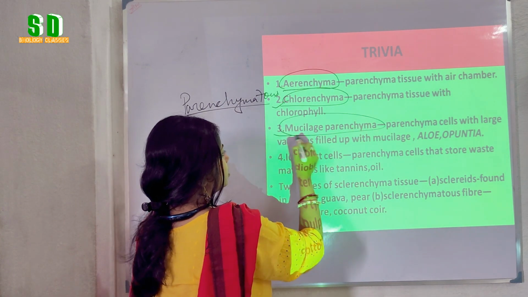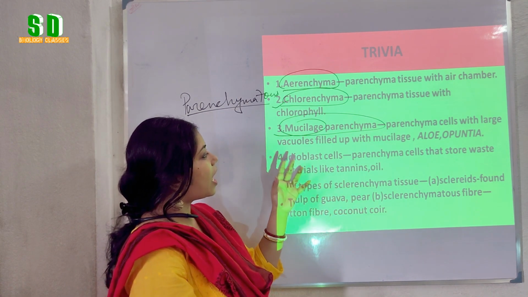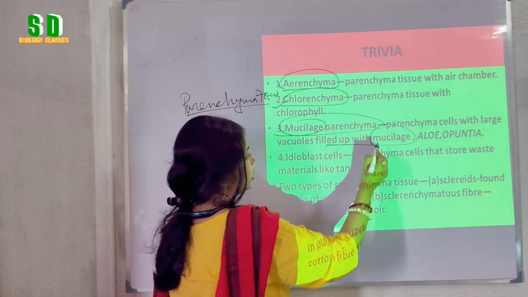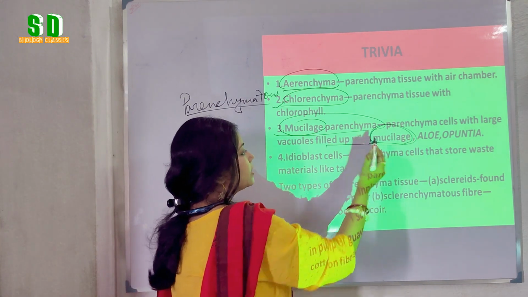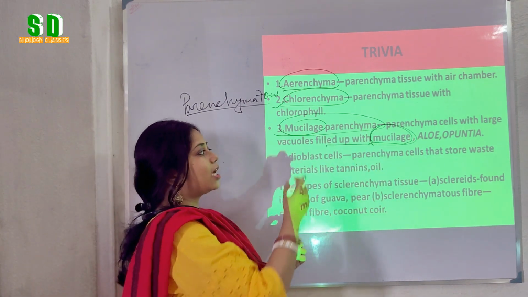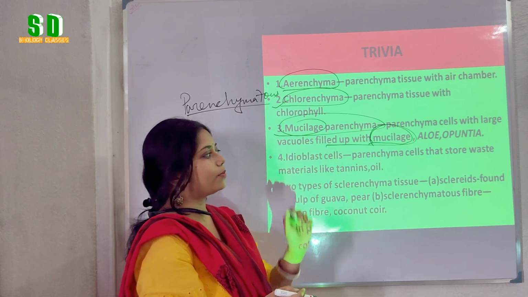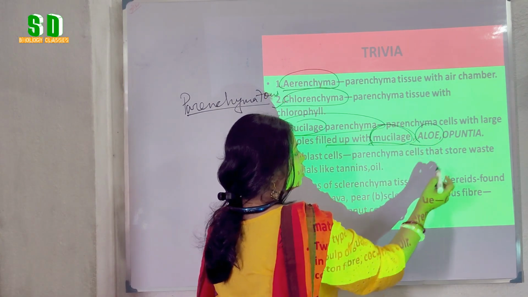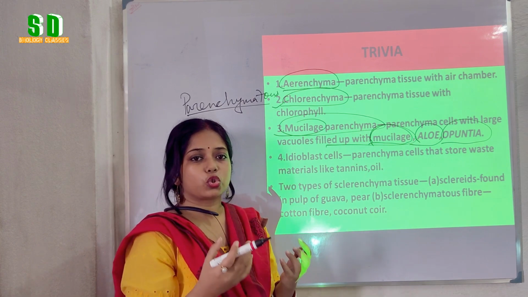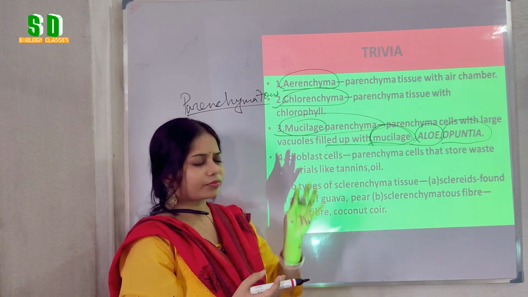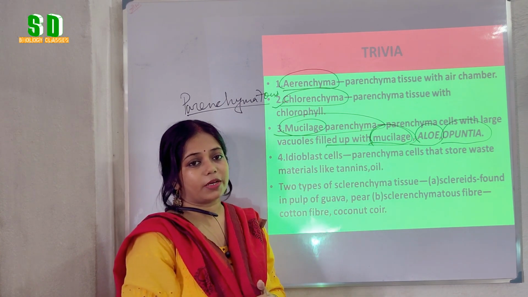Another type of parenchymatous tissue is called the mucilage parenchyma. The parenchyma cells have large vacuoles filled up with mucilage. When the vacuoles present in the parenchymatous tissue are filled up with mucilage or slippery substances, that type of parenchyma tissue is called mucilage parenchyma. We can see this type of parenchyma in the leaves of aloe and also in the stem of opuntia. They can store water, as well as mucilage, in the mucilage parenchyma cells.